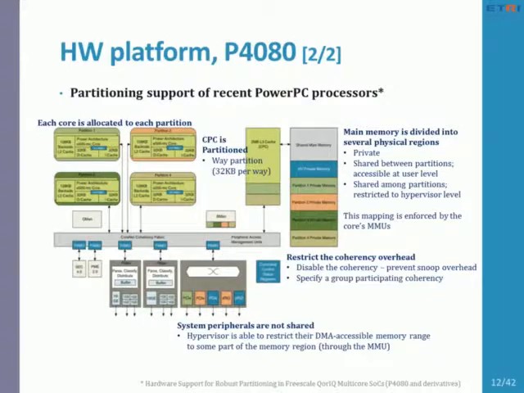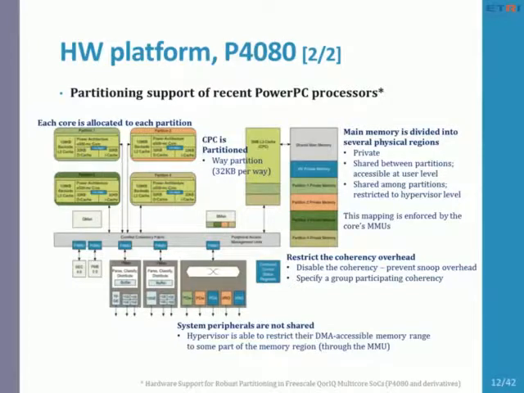This is the reason that we have chosen the P4080 platform. Recent PowerPC platforms, including the P4080, support a hardware feature called robust partitioning. With this hardware support, we can configure the system as in this figure. There are 4 partitions, marked with different colors, and each partition has its dedicated hardware resources.